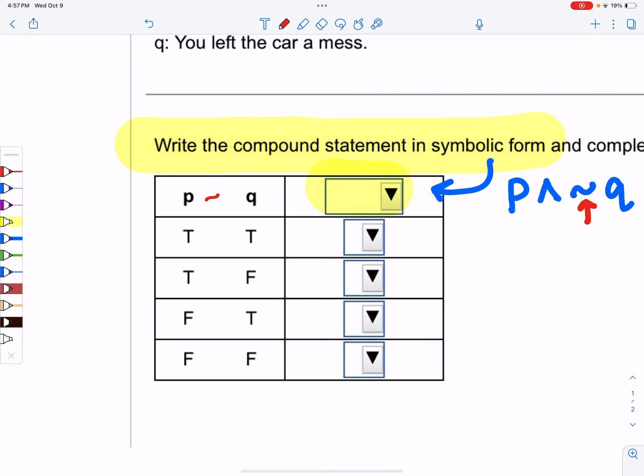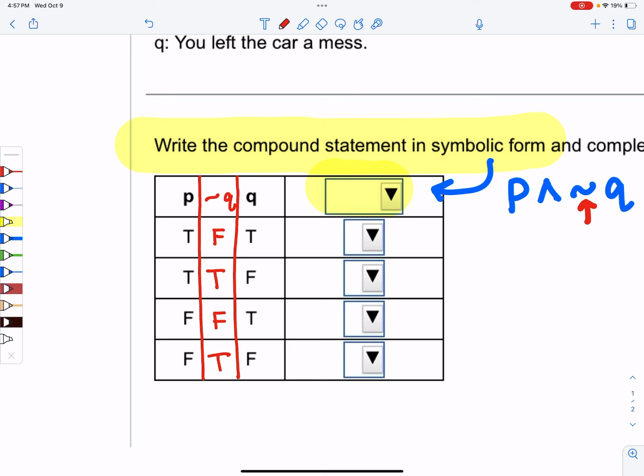Okay, so right here, I'm just going to create a new column because the negation of Q is what I need in my compound statement. And so the negation of Q, just changing: if it's true, it becomes false. If it's false, it becomes true.